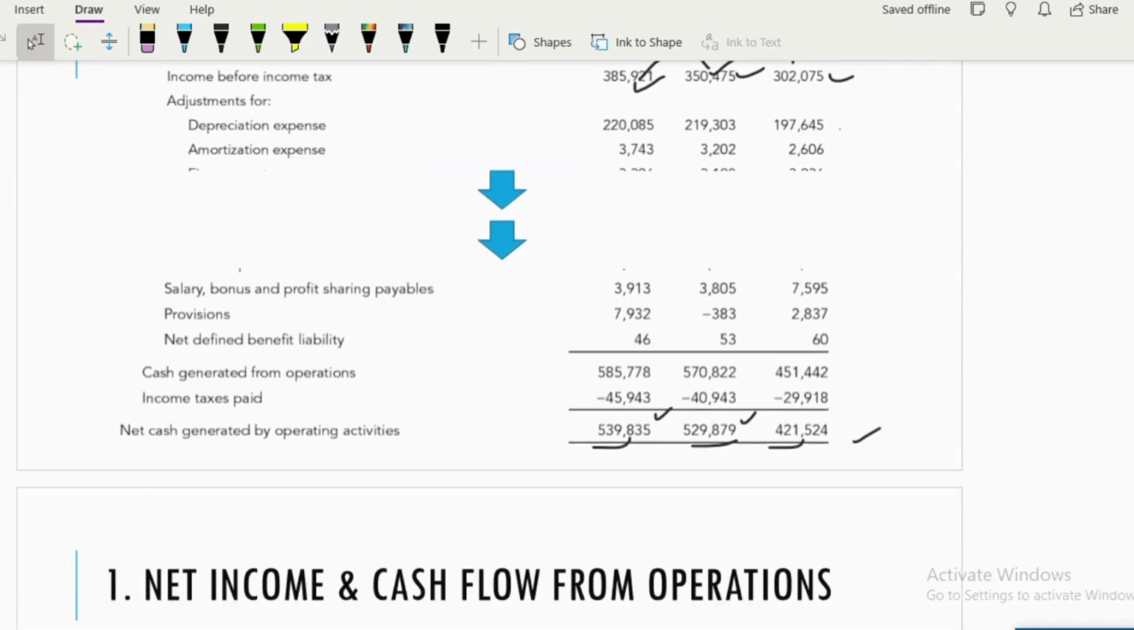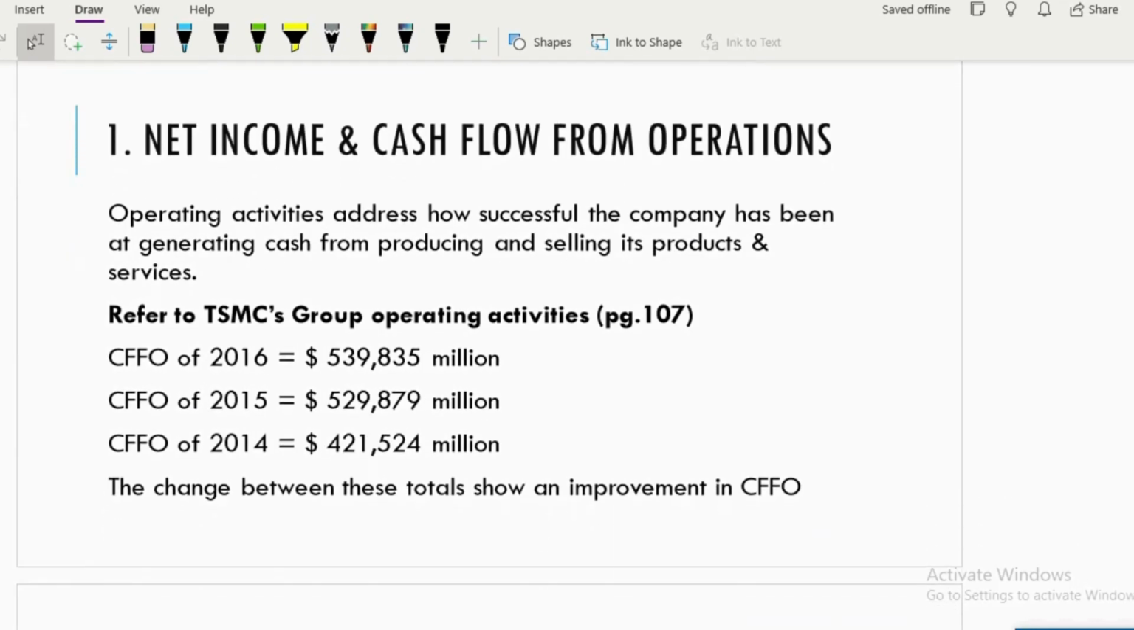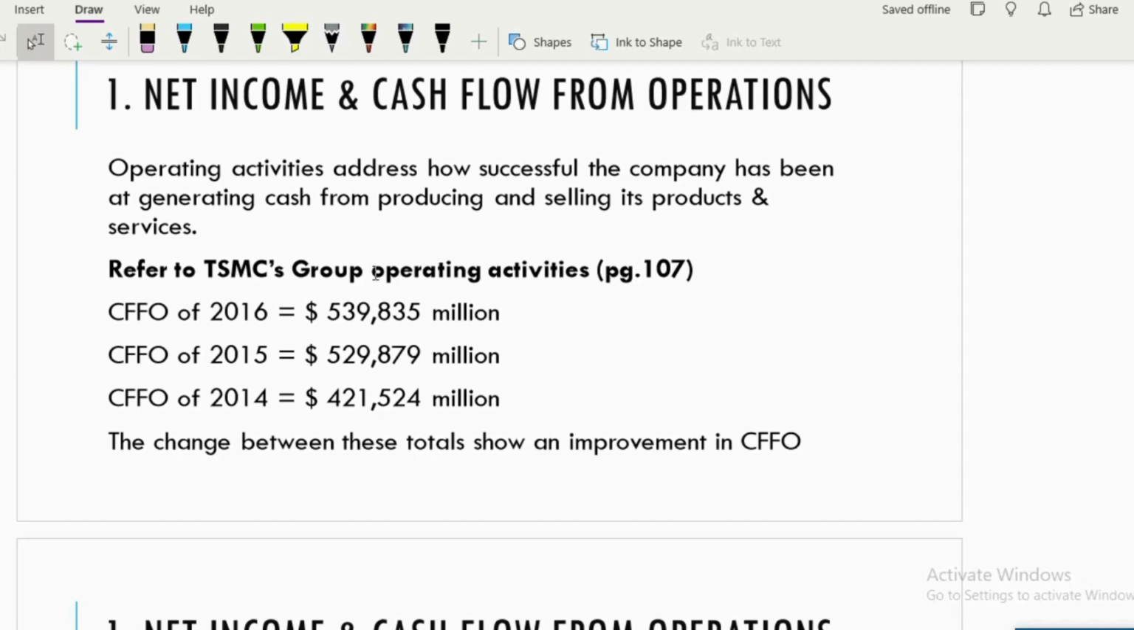We can further analyze it, but let's quickly have a look at it. So the operating activity section for this company shows us a good picture every year. Like in 2014 it was 421,000, but it increases gradually. In 2016 it becomes 539. So it shows a good position of the operations of the company.